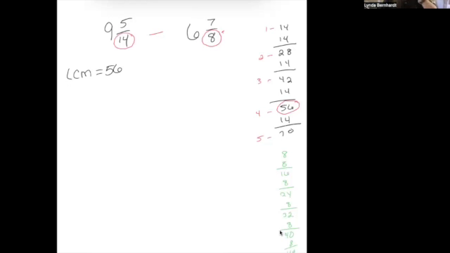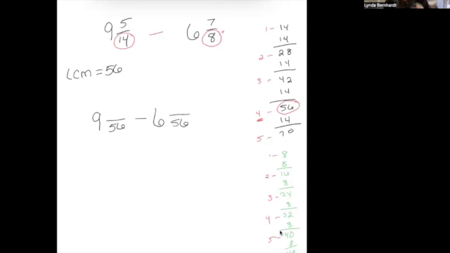Now, my eyeball. Remember, this was 1, this was 2, this was 3, this was 4, 5, 6, and 7. So that was 7 for that one and 4 for this one. The reason I'm pointing that out is for this part, for our denominators. Now we know we want our denominator to be 56. So we're going to say 9 and then 56 minus and then 6 and then 56.